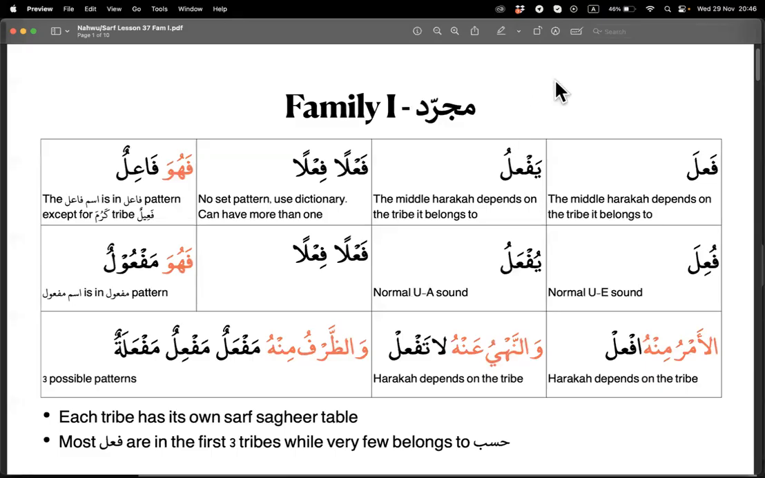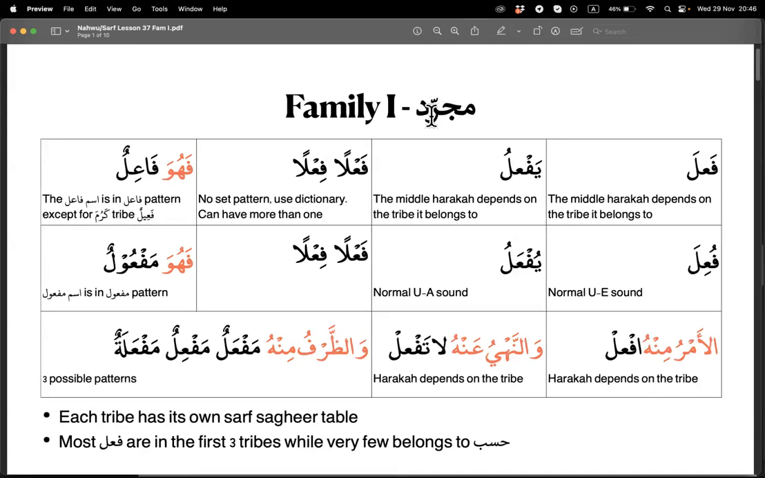Okay. So, for family 1, this is the Mujarrad family. It looks like it's one family, but there's actually like 6 smaller families in this one family. That's why I cannot give you one thing to memorize, because if you see, there's no haraka on the middle root letter, because it depends on what we call the tribe or clan of family 1.